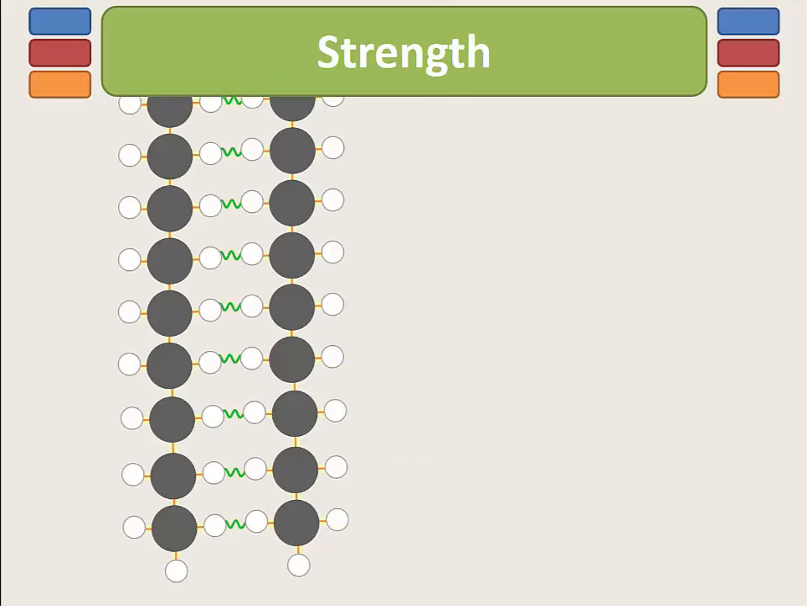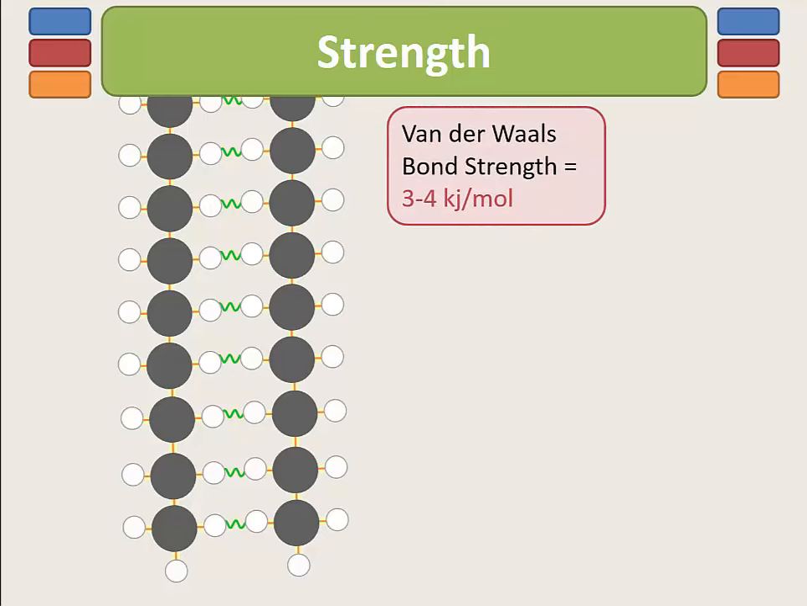Of the bonds we have discussed, van der Waals interactions are the weakest. Each interaction has a bond strength of only 3 to 4 kilojoules per mole. This means that any single pair of attracted hydrogens would be easily broken. But when van der Waals interactions occur at multiple points along an entire hydrocarbon chain, it creates a significant holding power between the two molecules. So, although they may be individually weak, van der Waals interactions are collectively strong.